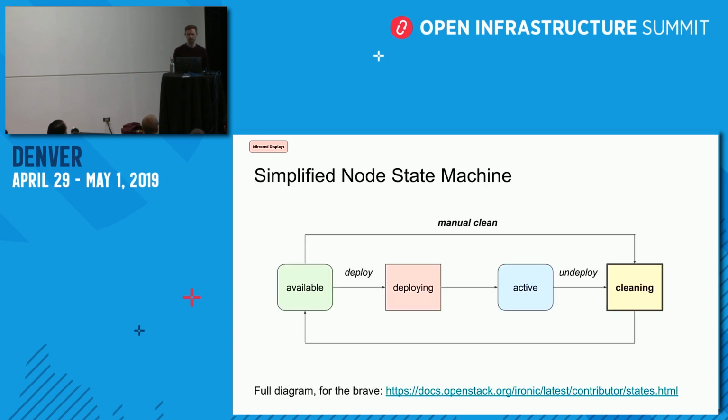There's a fantastic state diagram if you follow this link. I've tried to simplify it here. Essentially, nodes start in an available state. You then deploy them. They enter an ephemeral deploying state before they become active. And then when you undeploy a node, you deprovision it, it will typically go through a cleaning step before returning to the available pool. And the manual clean is represented by going from available straight to cleaning and then back to available again.